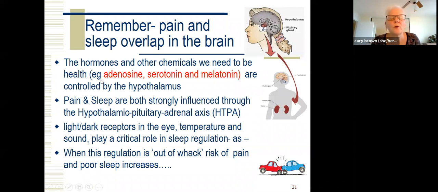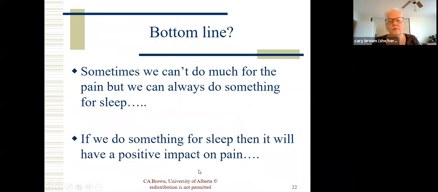This is repetitive to a certain amount: the hormones and other chemicals we need to be healthy, adenosine, serotonin, melatonin, they're controlled by the hypothalamus. Pain and sleep are both strongly influenced. I already said before about the HPA axis, and that whole system works together, right? So it makes sense why we're seeing this so closely linked. And we can really put this whole thing out of whack without very much effort.